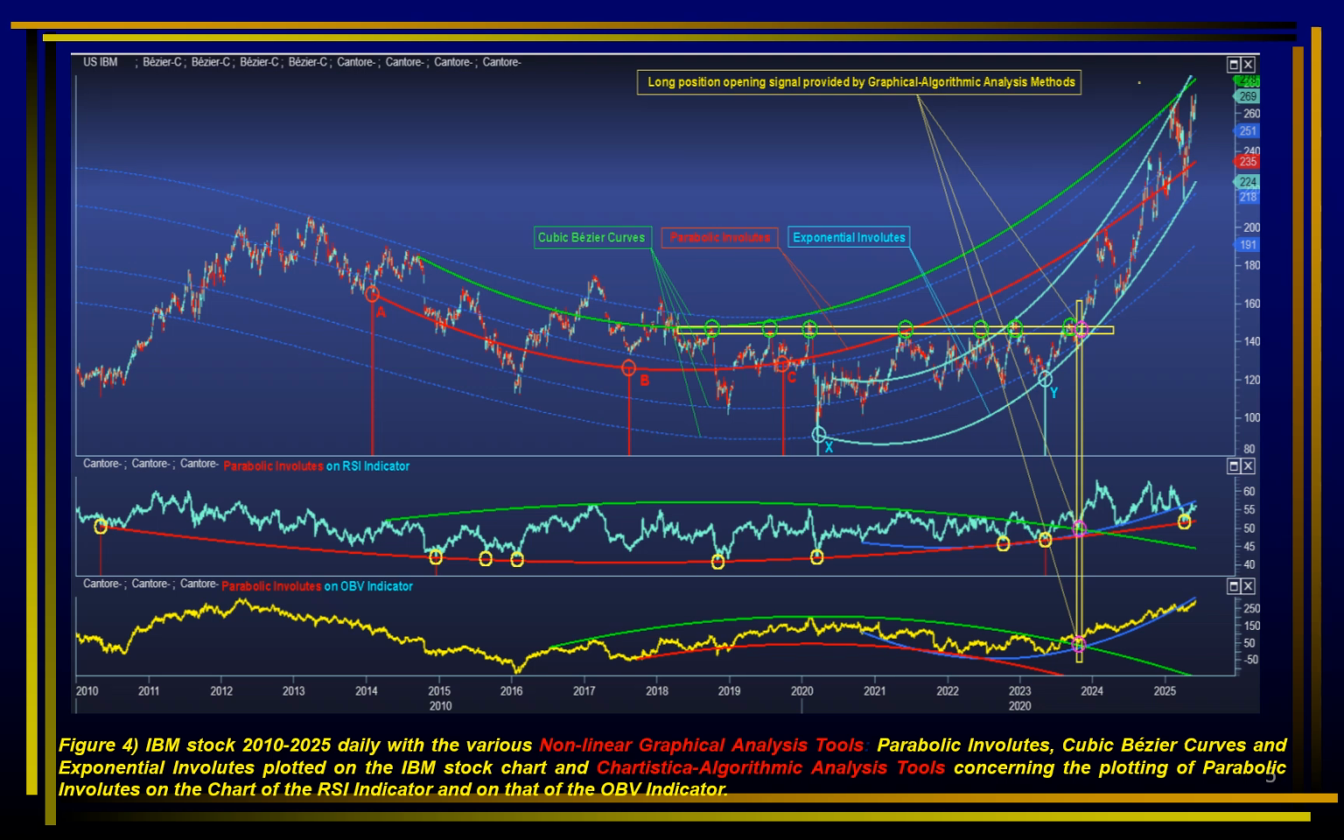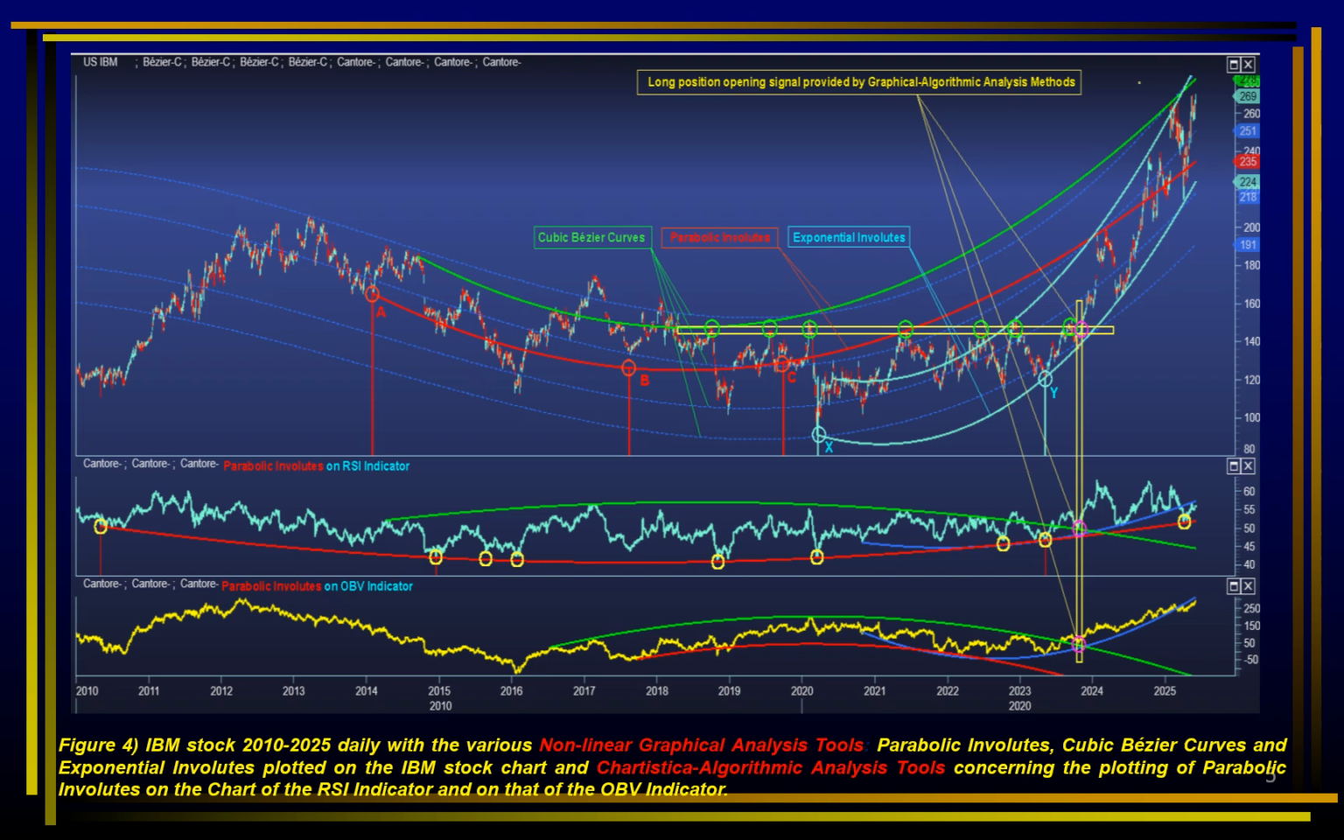By way of example, it is interesting to observe in the figure how the red parabolic involute traced on the chart of the RSI indicator has been visited by the indicator itself in 9 situations recalled by the yellow circles and consequently, by virtue of what has been observed in the previous 12 years, in the spring of 2025 it is exerting a very valid support to the RSI indicator and consequently IBM stock is the same represented. With its extension of about 15 years, the parabolic involute in question well documents the value of the principle of the long memory of parabolic involutes.